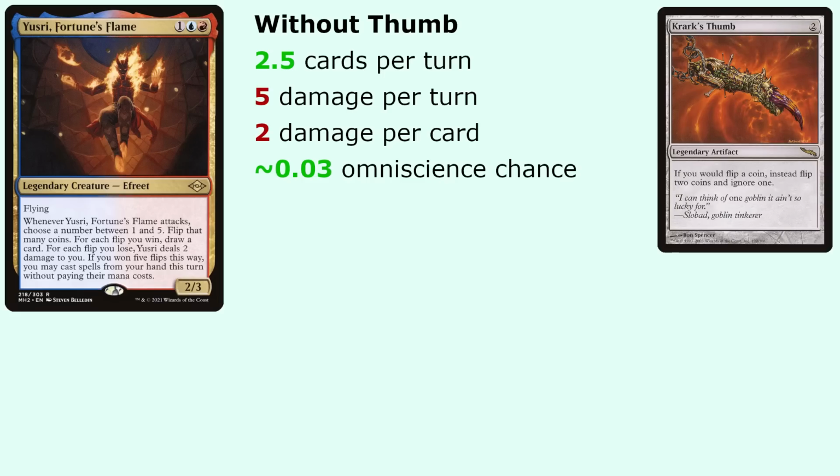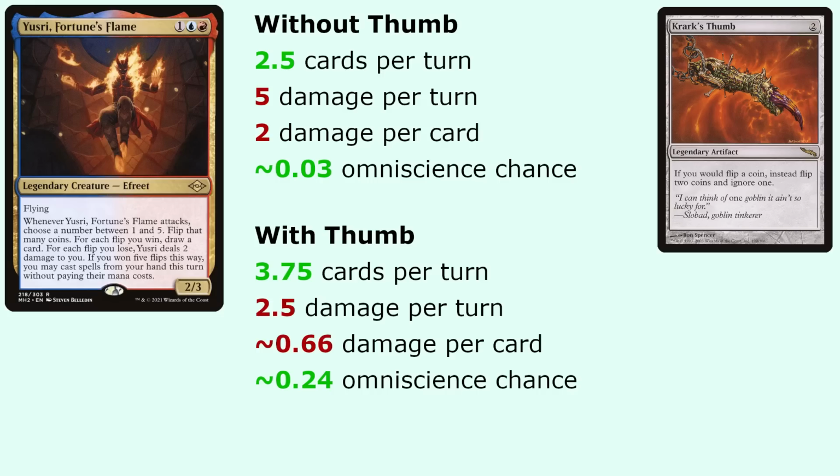What happens to these numbers when a Krark's Thumb is played, a card run in 91% of Yusri decks? Well, the impact of improving the coin flipping odds is pretty dramatic with 5 coins flipped per turn. Average cards drawn per turn goes up from 2.5 to 3.75, average damage taken goes down from 5 to 2.5, and this means that the average damage per card gets cut down by a full 2/3. Even more dramatically, the odds of an Omniscience turn are almost 8-fold improved, now sitting at just below a 24% chance. And that's an Omniscience on a turn where 5 extra cards were drawn.